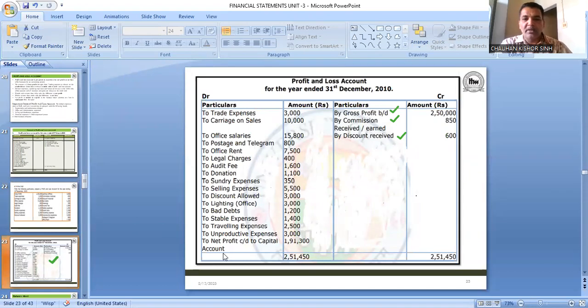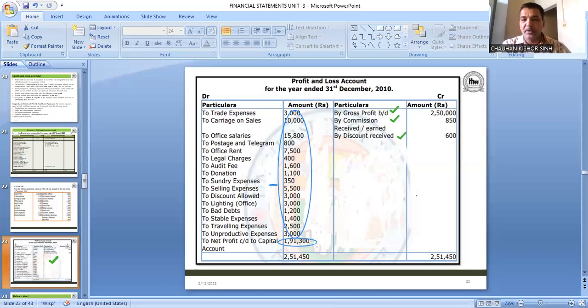So after writing all the expenses, you will make the total. Here, the total of the credit side is more, 2,51,450. Out of 2,51,450, when you subtract all the expenses given on the debit side, these different types of expenses, you will get the net profit, and the net profit is coming 1,91,300. That is your net profit.